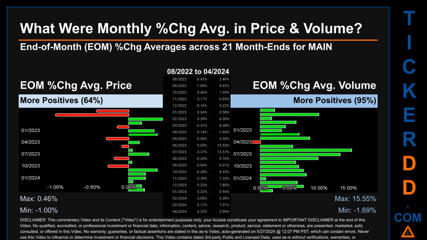Price saw an end-of-month max of 0.46% in average percentage change along with a minimum of -1.00%. For volume, the maximum and the minimum monthly percentage change were respectively 15.55% and -1.69%.